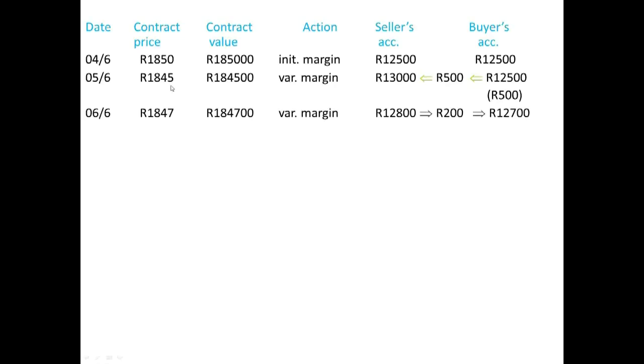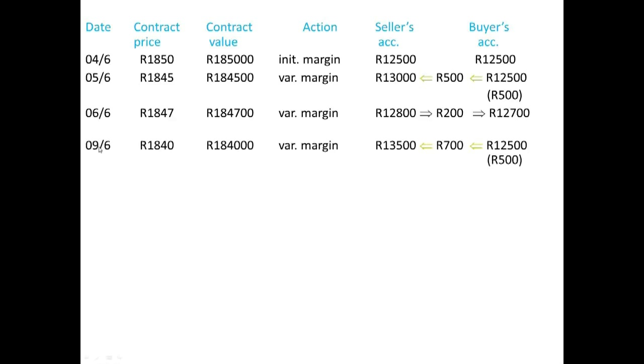The following day, the price moved up from 45 to 47. As you can see, the direction of flow moves in the opposite direction. So 200 moves from the seller to the buyer in this case. No one is required to put in an additional amount, because he was already at 1,300, although the requirement is only 12,500. So he's okay. He can continue without putting in additional funds, and so on and so forth.